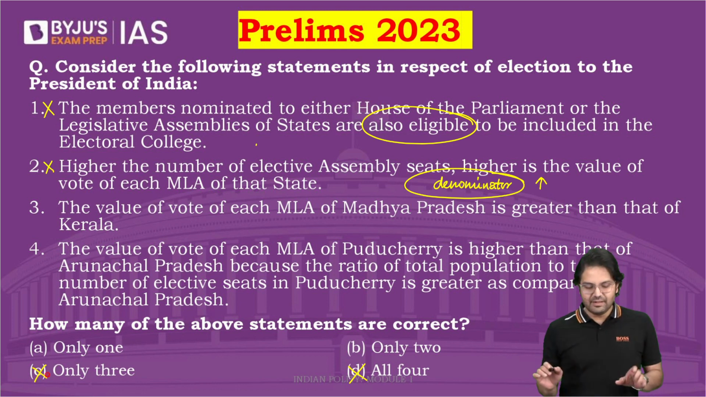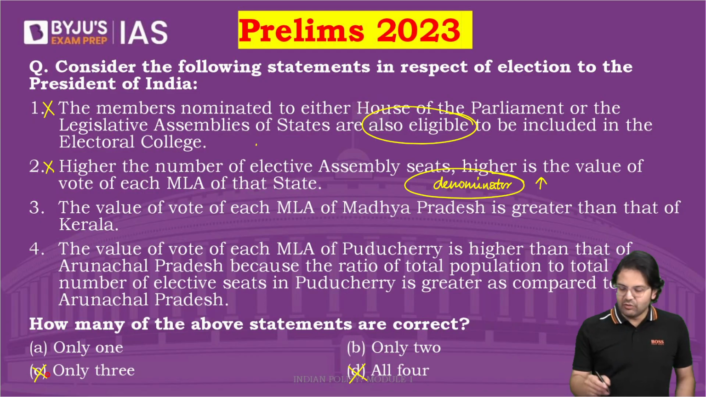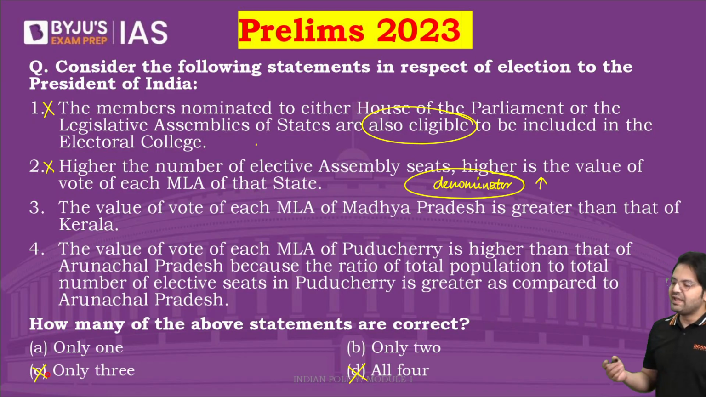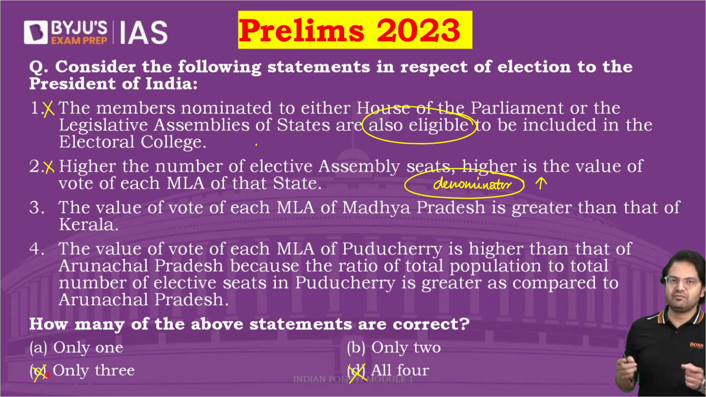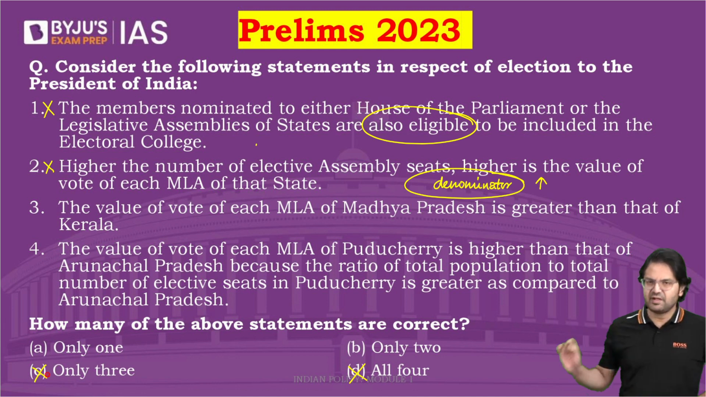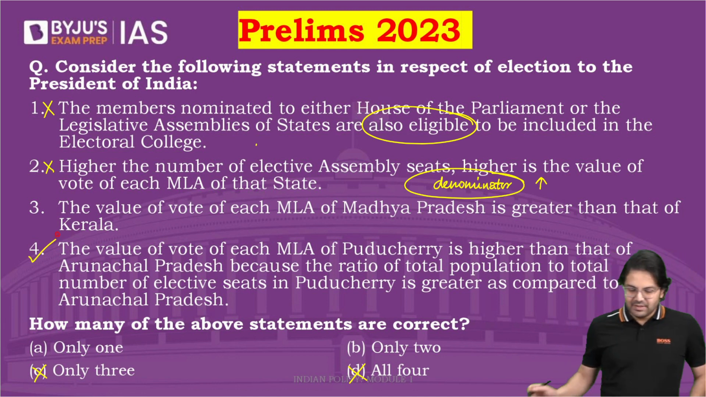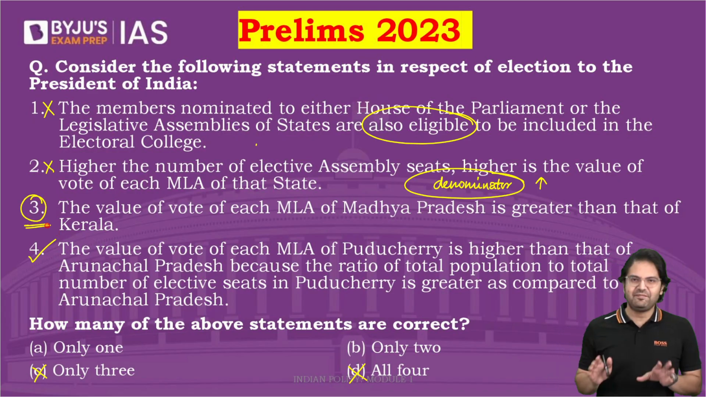Now, yes, I fully understand that 3 and 4 are slightly complicated. Let's read the 4th one first. The value of vote of each MLA of Pondicherry is higher than that of Arunachal Pradesh because the ratio of total population to the total number of elective seats in Pondicherry is greater as compared to Arunachal Pradesh. So they have given the formula and they have said that, if you compare the population and the ratio of the number of seats, then you'll find that the vote value of MLA of Pondicherry is higher. Of course, that is true. This is correct. And this one was a statement which they should not have asked because it's completely factual.